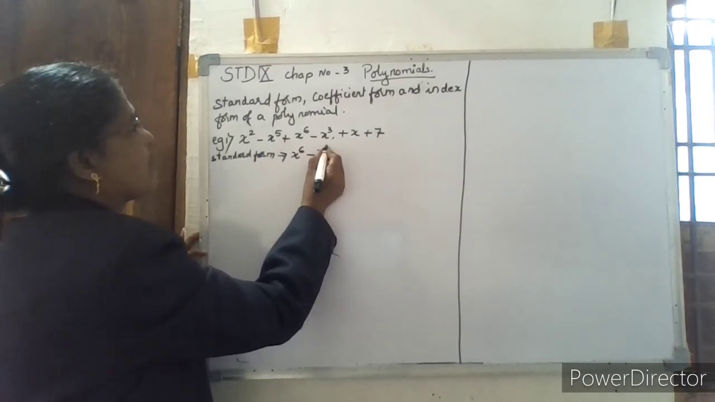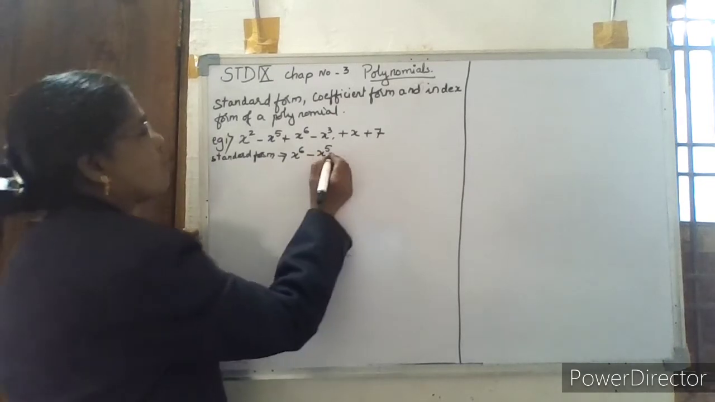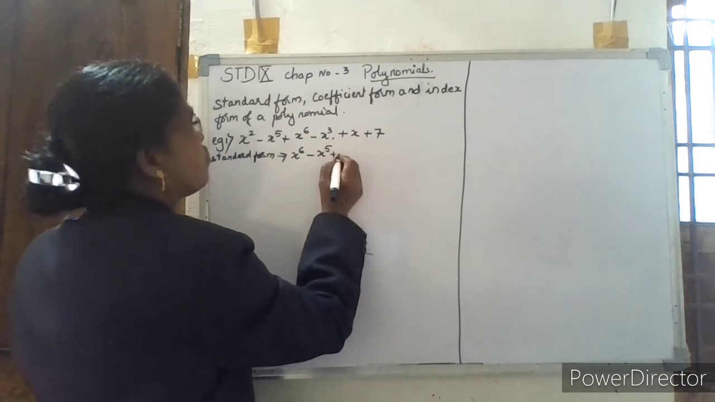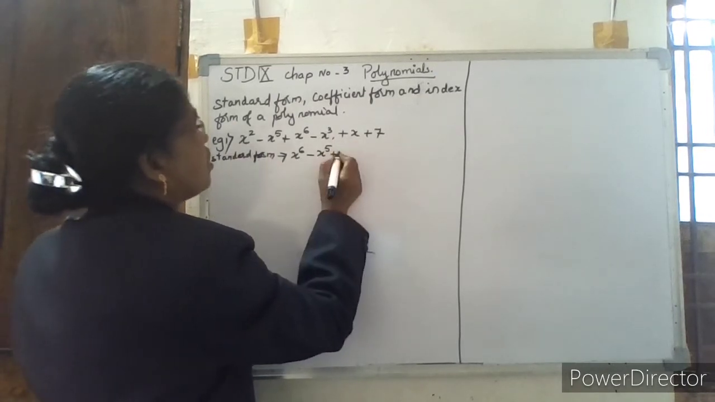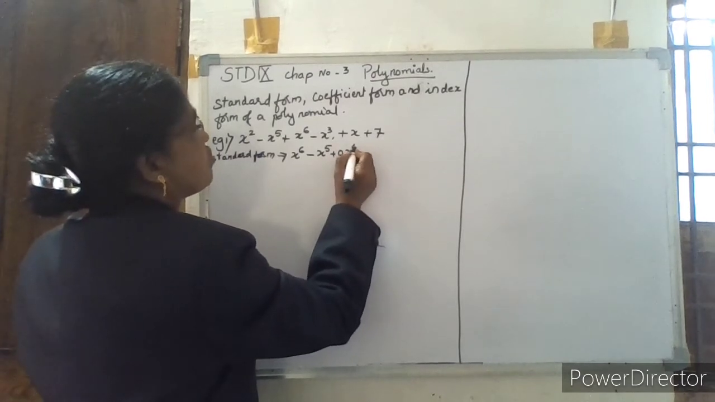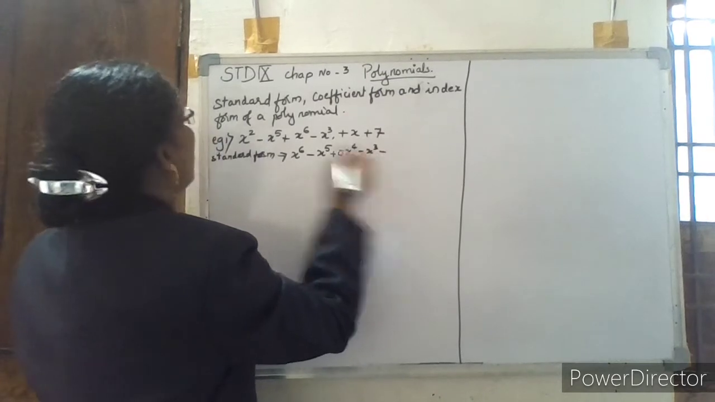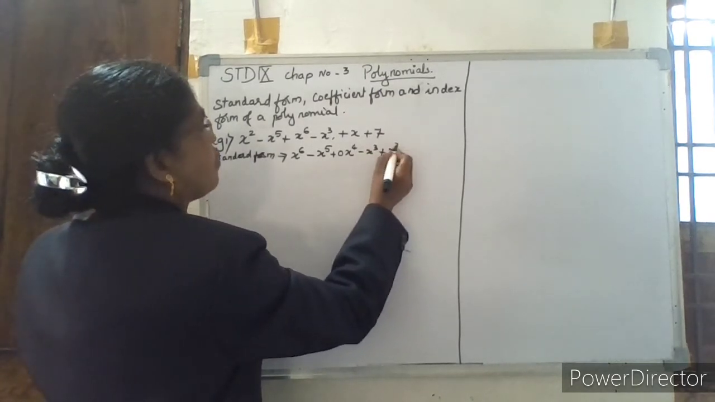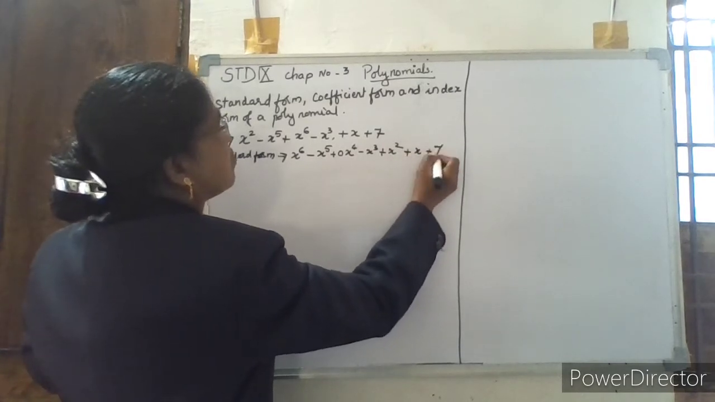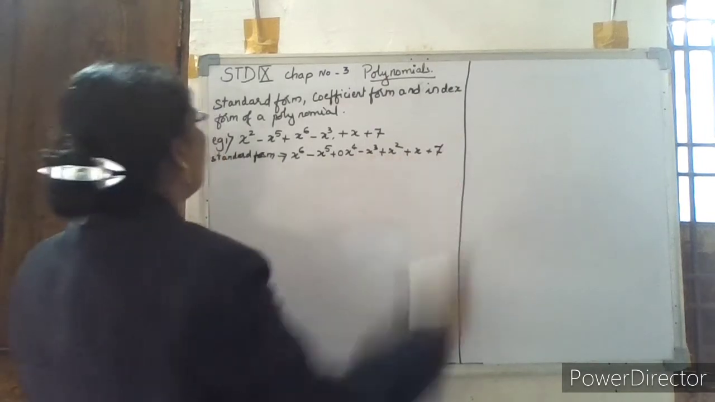in the descending order of the power of the variable. Next one is plus x raised to 5, then x raised to 4 has to be there, but it is not here. So the coefficient we take as 0, 0 x raised to 4, then minus x cube, then plus x squared, and then plus x, and then plus the constant term. This is the standard form of the polynomial.